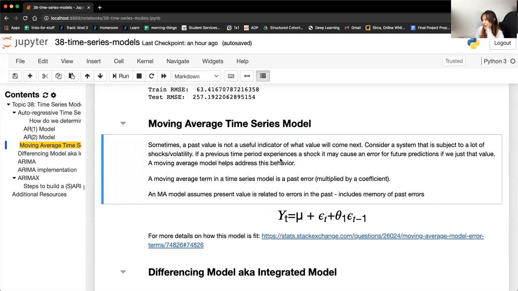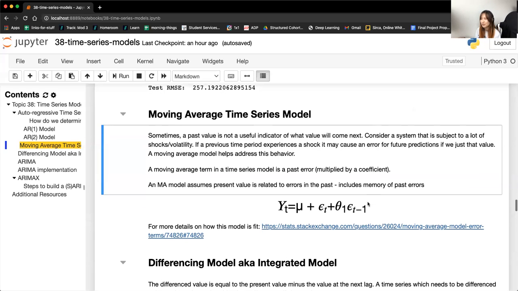If a previous time period experiences a shock, it may cause an error for future predictions if we just use that value. And a moving average model helps to address this behavior. So a moving average term in a time series model is a past error multiplied by some coefficient.